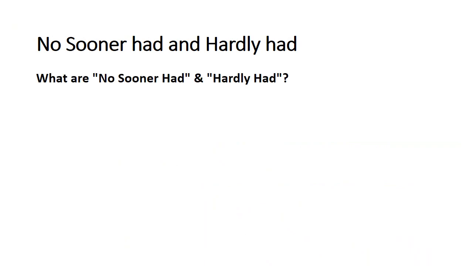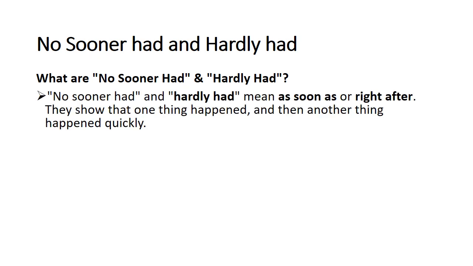Okay, so what are no sooner had and hardly had? What do they mean? They mean as soon as or right after. They show that one thing happened and then another thing happened quickly. So one thing happens, then just after that, something else happens. That's where you use no sooner had and hardly had to mean as soon as or right after.